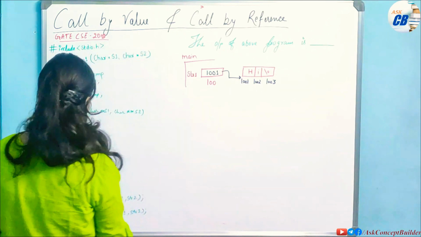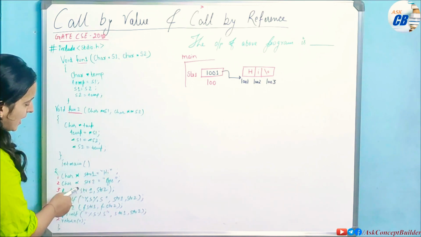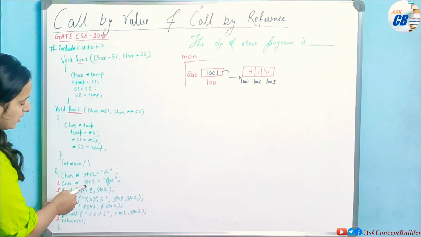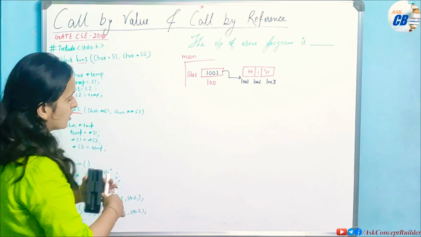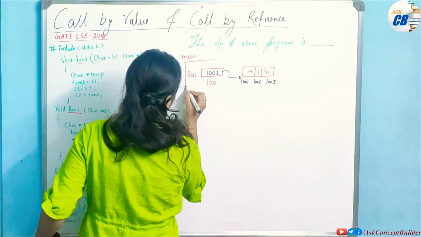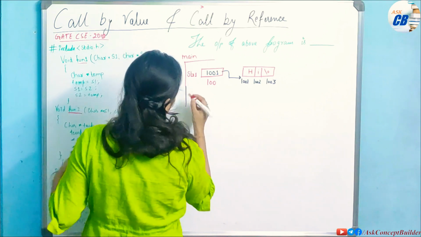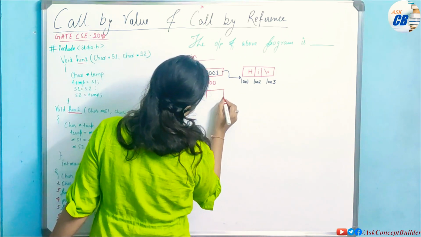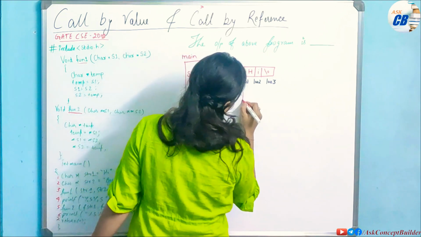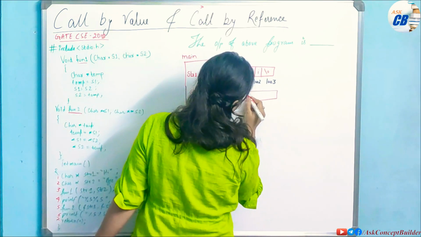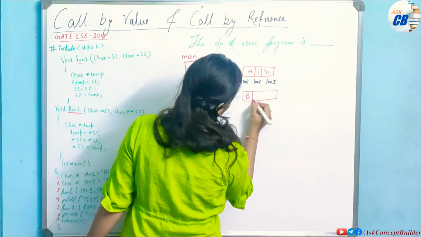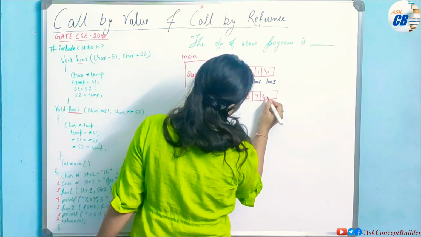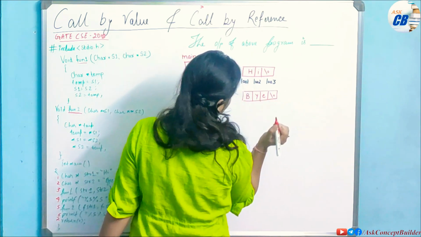In the same way, they have declared one more character pointer, str2, which is storing "bye". str2 is again a pointer variable, which means it will store an address. In your memory, "bye" will be stored like this, with the null character at the end.